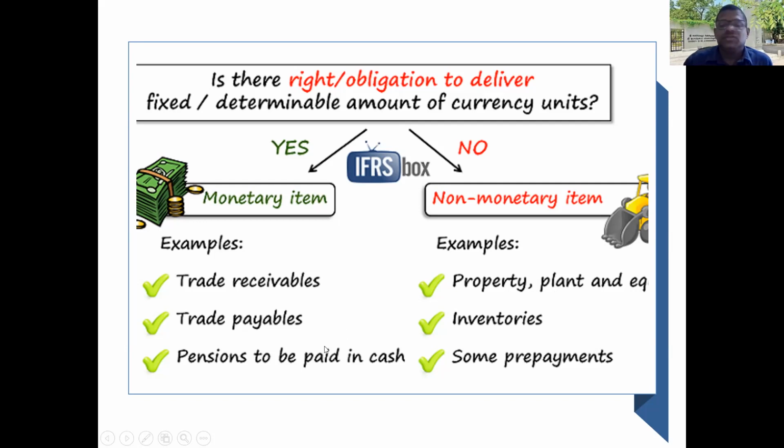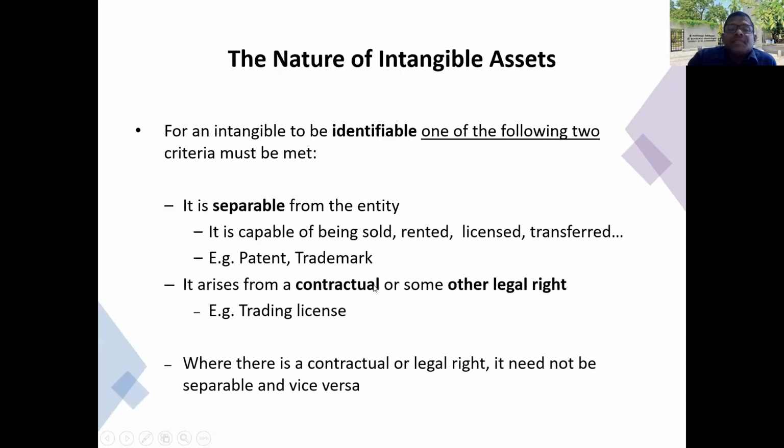So basically, assets can be classified into monetary and non-monetary. When you look at this side, you see that the amount is fixed. Here, the amount is not fixed. For example, inventory, you carry at cost or net realisable value, whichever is lower. We don't know. Sometimes our inventory will get outdated, so the value will be zero. Okay, right. Then, for an intangible to be identifiable, one of the following two criteria must be met.